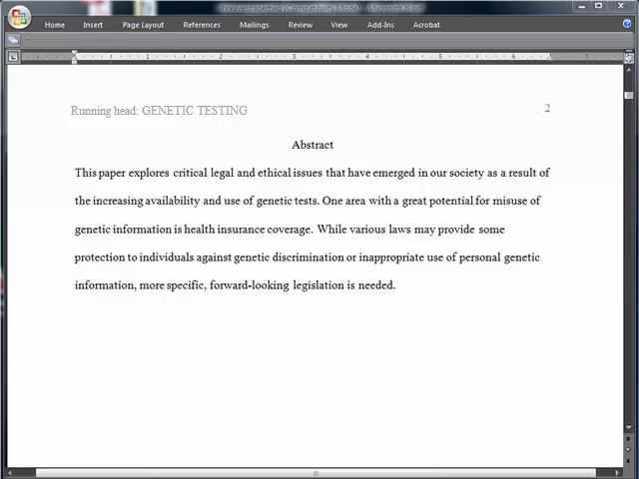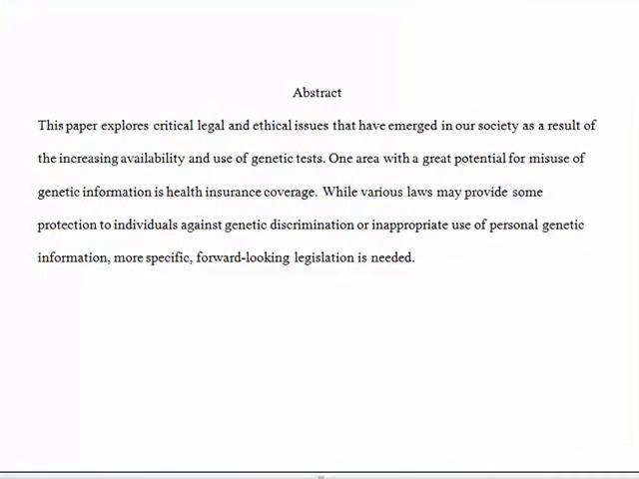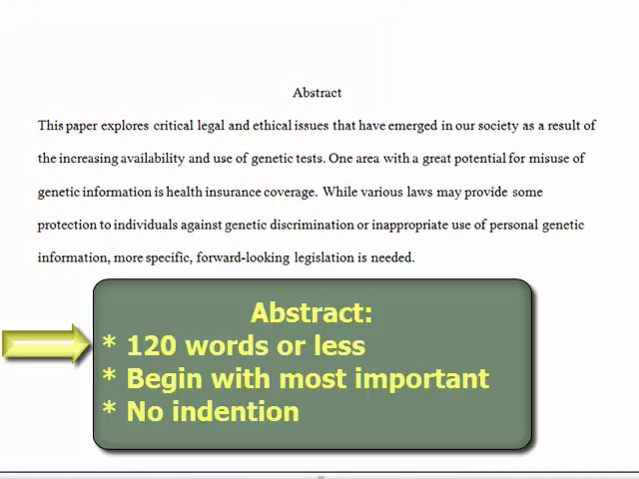Next, let's look at the abstract page, which is the second page of your manuscript. The abstract is a 120-word summary of your entire paper. APA suggests that you begin with the most important information first, and that would be your paper's purpose or your paper's thesis, followed by subsequent levels of information, your main points, your outcomes, etc. Also, please make sure that your abstract is not indented. As usual, your header footer command will be inserted automatically on this page and all subsequent pages.